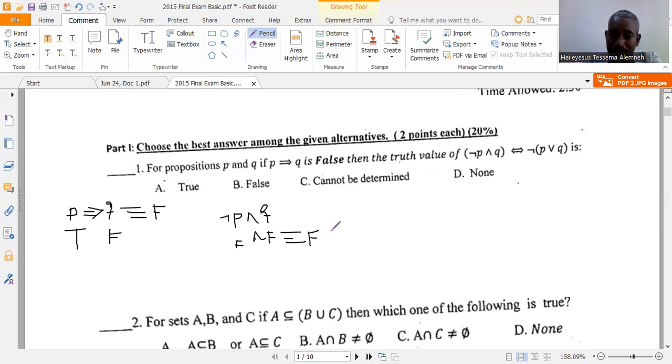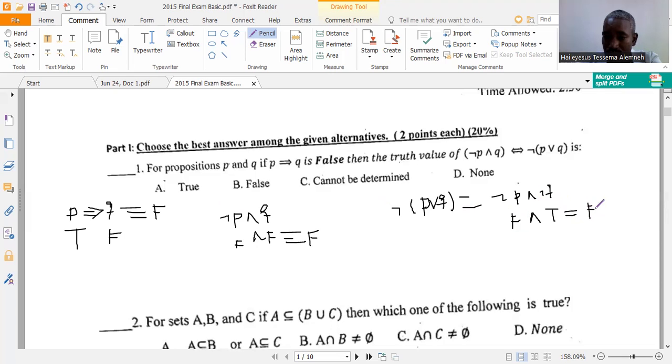And the other one is negation of P or Q, which is the same as negation of P and negation of Q. So negation of P is just false, and the negation of Q is true. True and false is also a false statement.